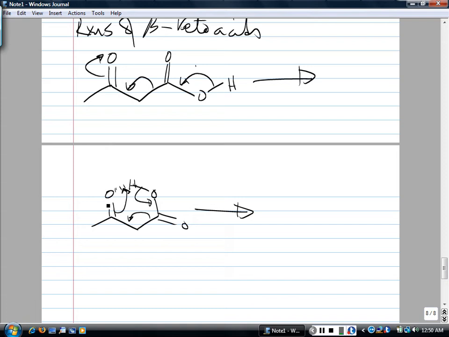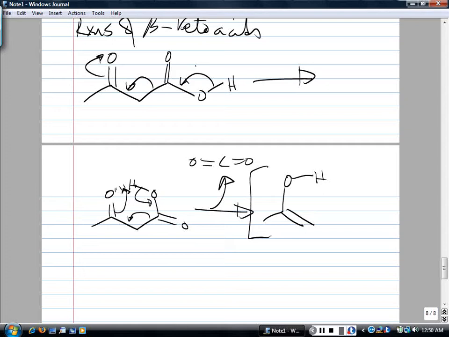So I'm going to have what looks like a 6-membered ring that has, in essence, 6 pi electrons in it. So it has some sort of aromatic stabilizing character. And in the end, what you get is the following. I'll have OH, double bond, and I would have lost CO2. I would have lost carbon dioxide. So what we get is a decarboxylation.